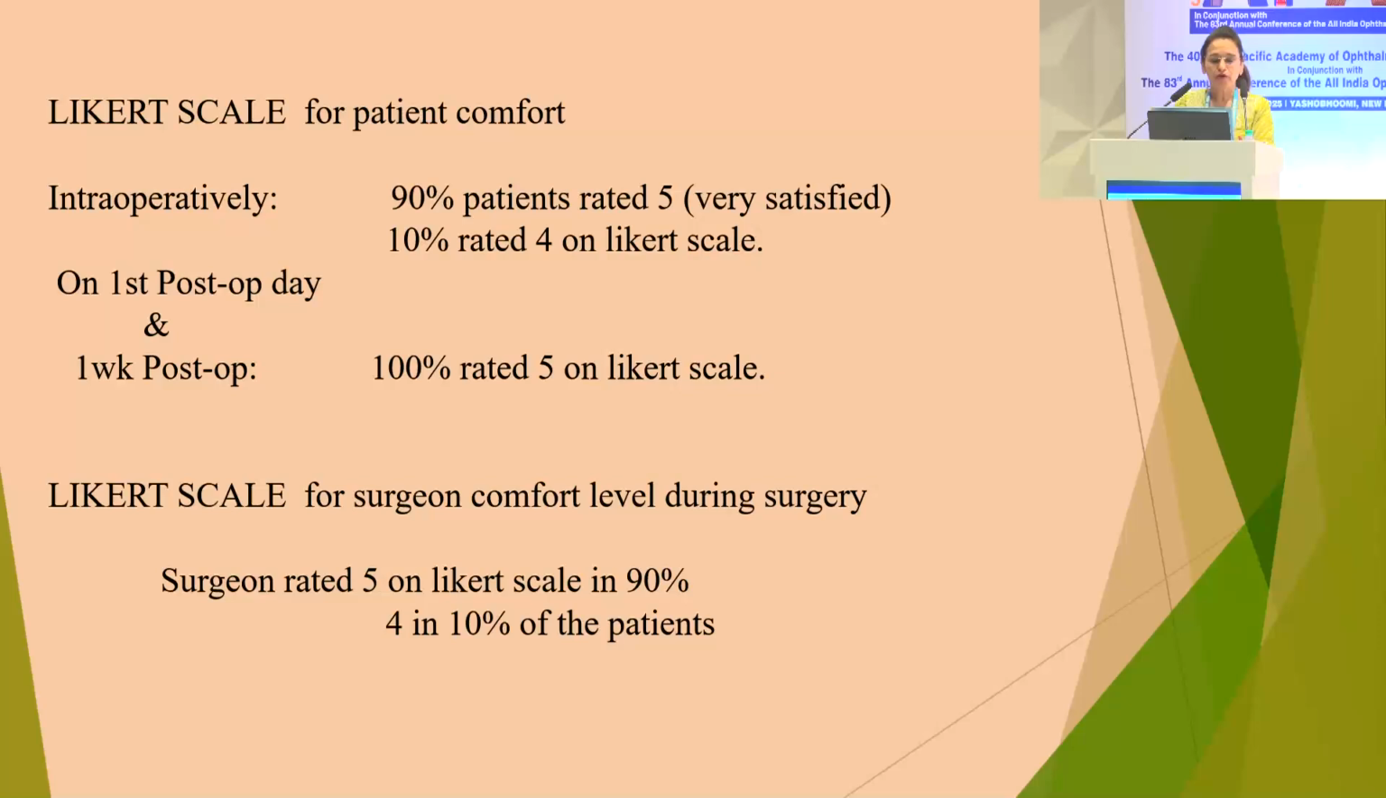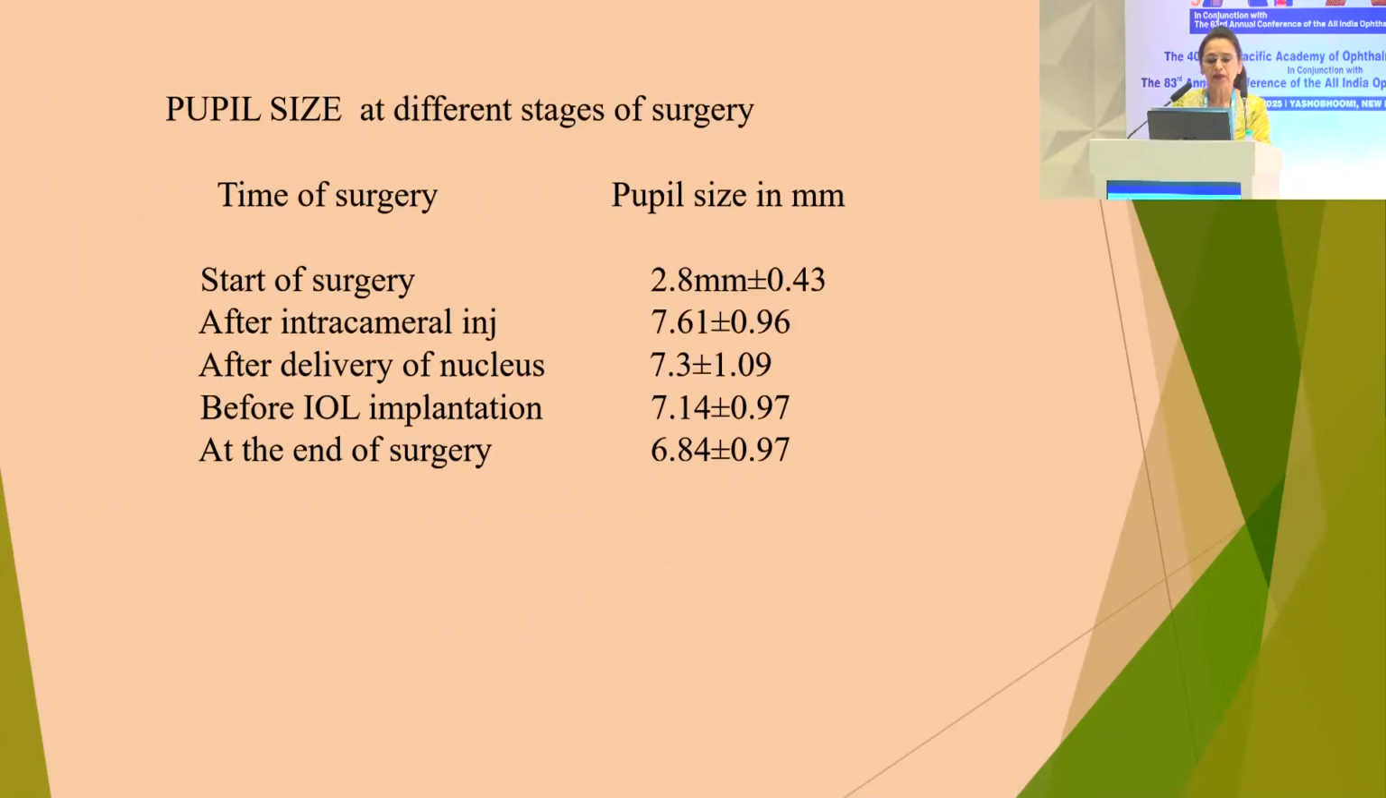On the Likert scale for patients, 90% of the patients intraoperatively rated 5, that they were very much satisfied, and 10% rated 4. Similarly, on the Likert scale for surgeon comfort, in 90% of the cases the surgeon rated 5, and in 10% he rated 4. Pupil size at the start of the surgery was 2.8 mm, and at the end of the surgery it was 6.84 mm.